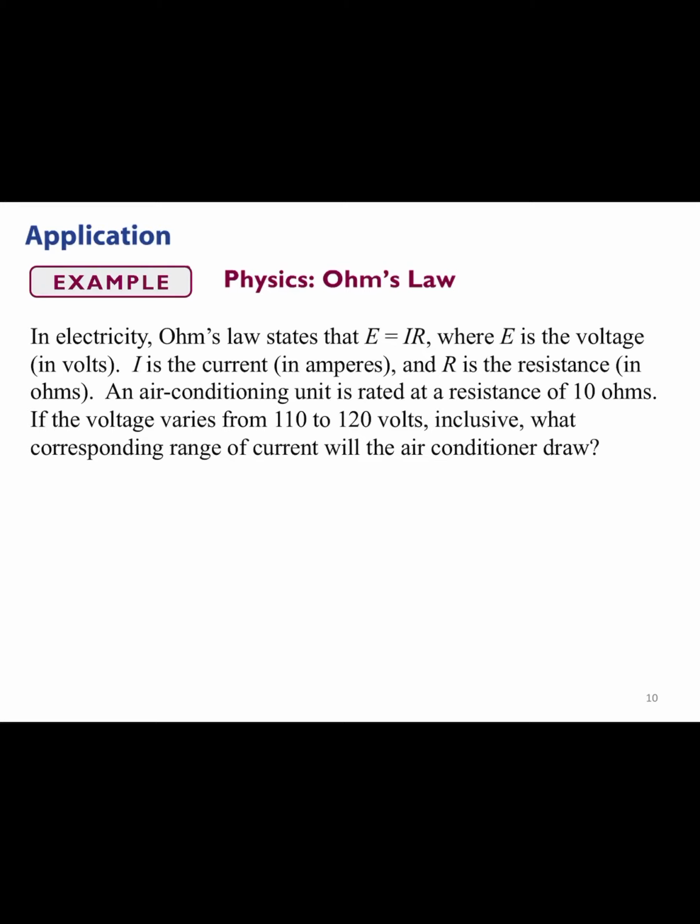Okay. Ohm's Law simply says that voltage is equal to current times resistance. It says an air conditioning unit is rated at a resistance of 10 ohms. If the voltage varies from 110 to 120 inclusive, and that word inclusive means include those values, what corresponding range of current will the air conditioner draw?